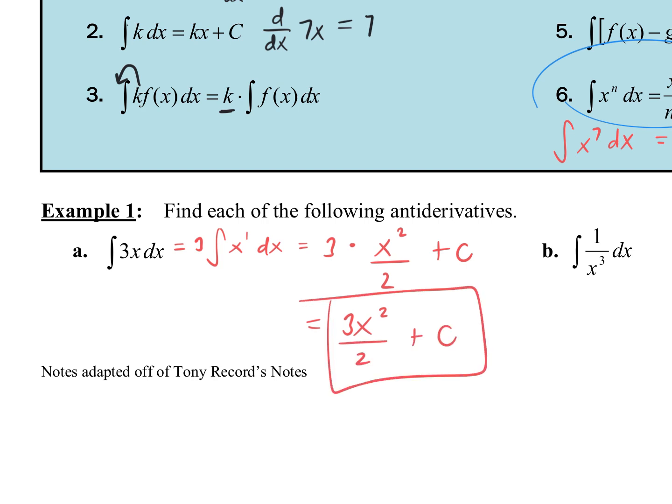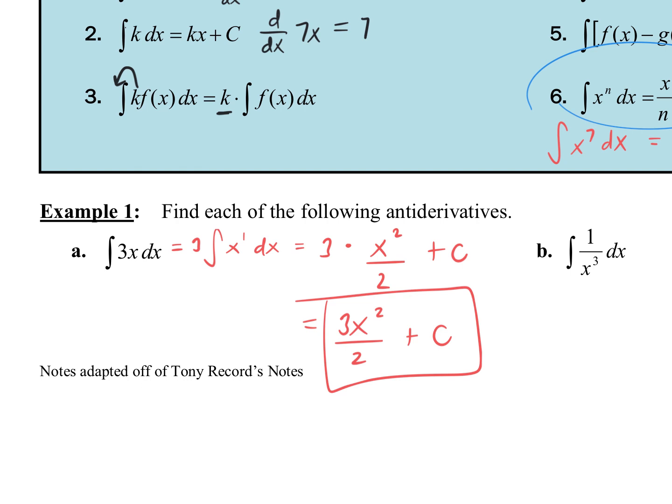Either one of those answers is fine with me. Questions on that one? Double check your work. If I took the derivative of this, what am I going to get? 6x divided by 2, which is 3x, which is where we started. Okay?